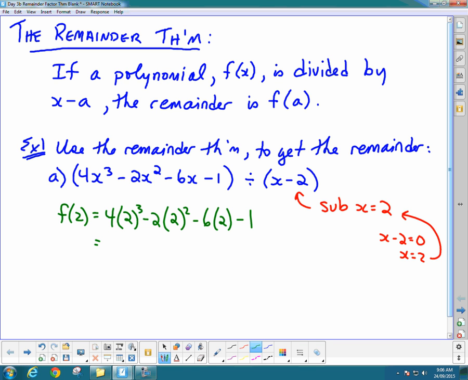So a little bit of math we can do in our head. 2 cubed is 8, times 4 is 32. 2 squared is 4, times negative 2 is negative 8. Negative 6 times 2 is negative 12, and minus 1. So 32 minus 8 minus 12 minus 1 is 11. And the answer, when we sub in the root, turns out is the remainder.